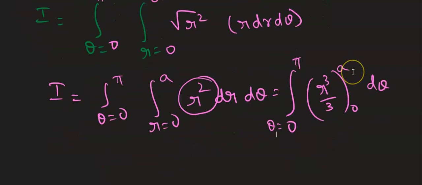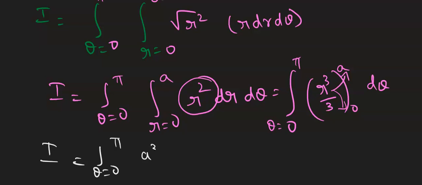Okay. So now if you apply the upper limit, in the place of r you will substitute a, and then the minus lower limit, in the place of r you will substitute 0. So only the upper limit exists, because the lower limit will become 0. We get I is equal to the integral of theta varies from 0 to pi, a cube by 3 d theta.